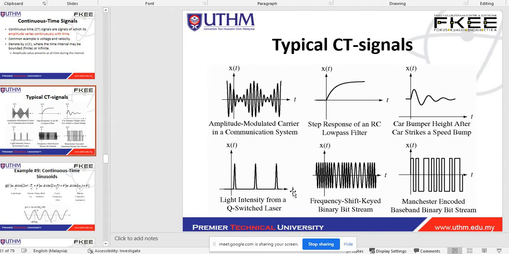And this one is the frequency shifting. It's a high frequency, low frequency. So you have high frequency, low frequency, high frequency, low frequency. So frequency FSK, okay, FSK. And this one is the baseband binary bit stream, okay, 0, 1 and -1. Okay, it's a binary code.